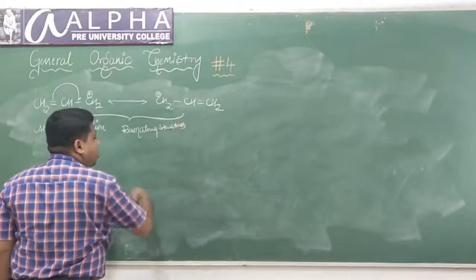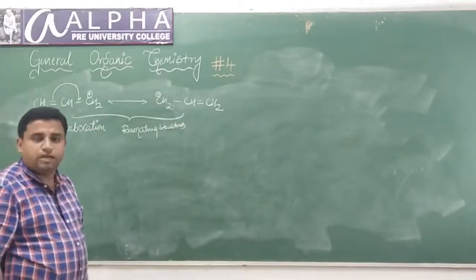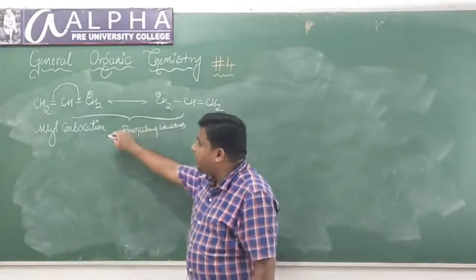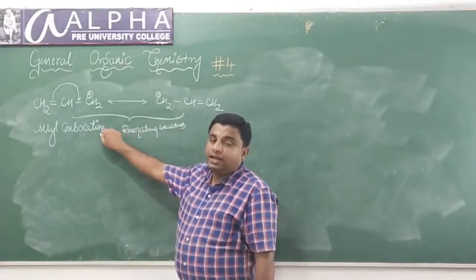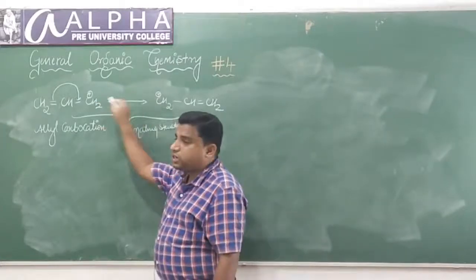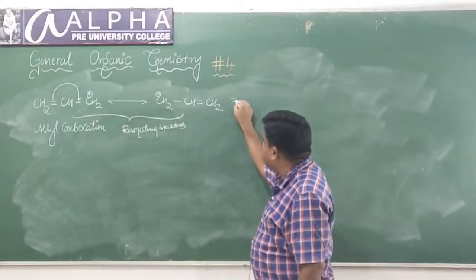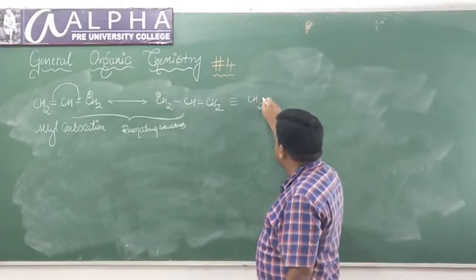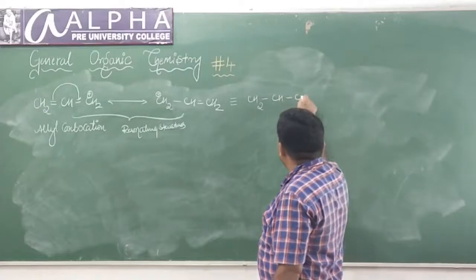Okay, yes, they are not the actual structures, they are not the real structures. That means the real structure of allyl carbocation is a combination of these two structures, and I'm going to write the real structure like this. Look at here, CH2, CH, CH2, isn't it?